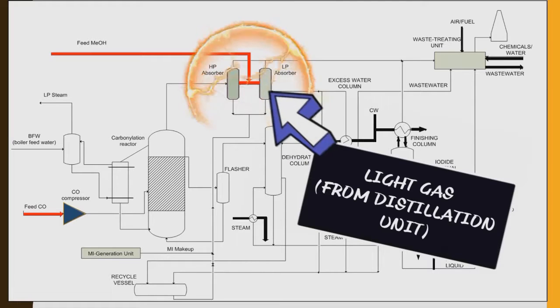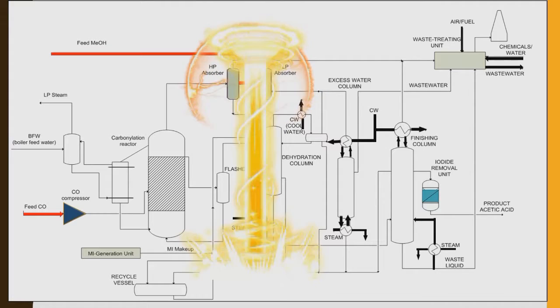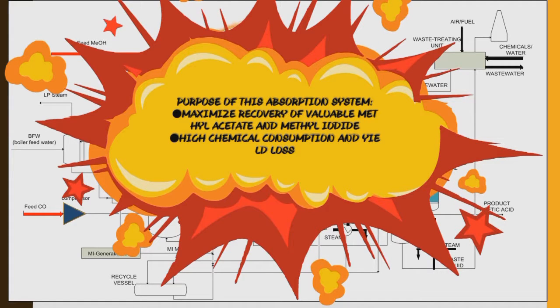The other part of the methanol feed stream contacts the light gases in the LP absorber, which were released at low pressure from the distillation unit. The main purpose of this absorption system is to maximize recovery of valuable metal acetate and metal iodide, which otherwise will exit the system with the vented gas, resulting in unnecessarily high chemical consumption and yield loss.